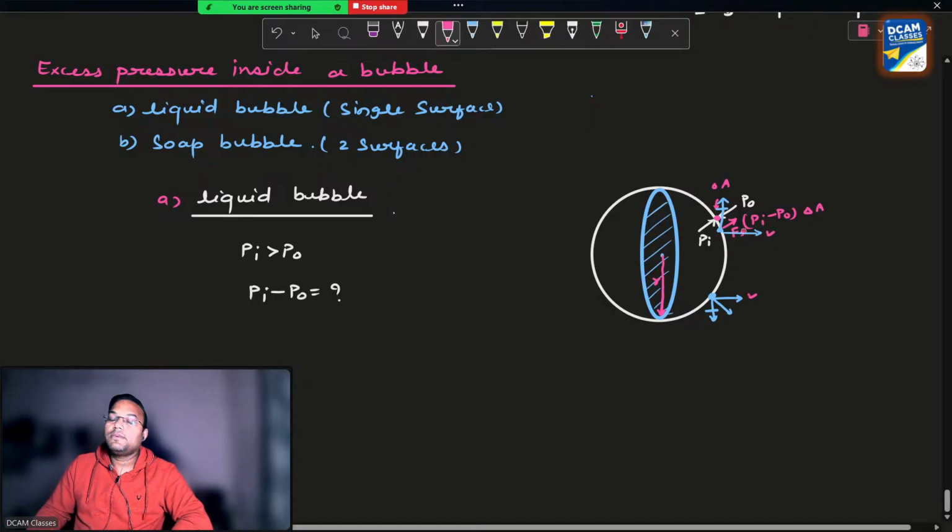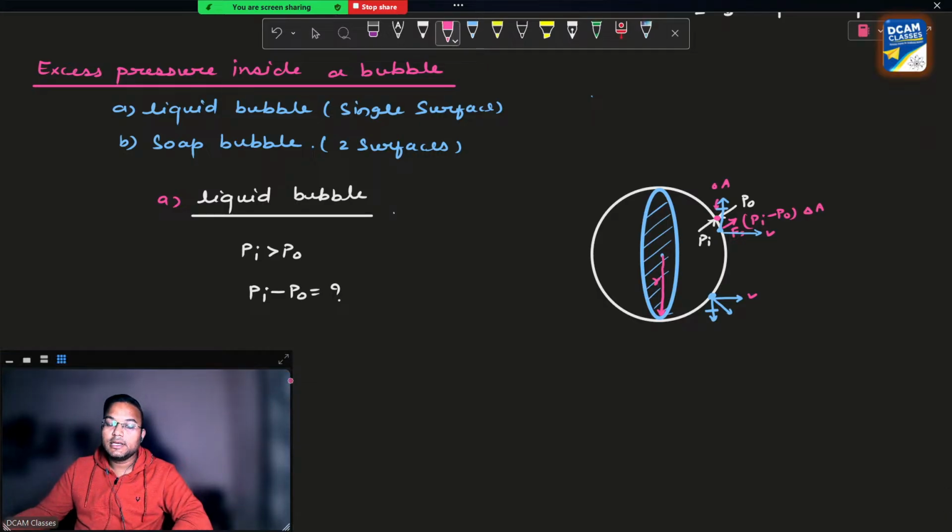Since it is a pressure, the effective area on which this horizontal pressure gives rise to the horizontal force is the cross-sectional area, because it is perpendicular to the horizontal force. So the pressure Pi minus P naught multiplied with this cross-sectional area will give us the net horizontal force. Clear? On the right half, we are taking only one half.